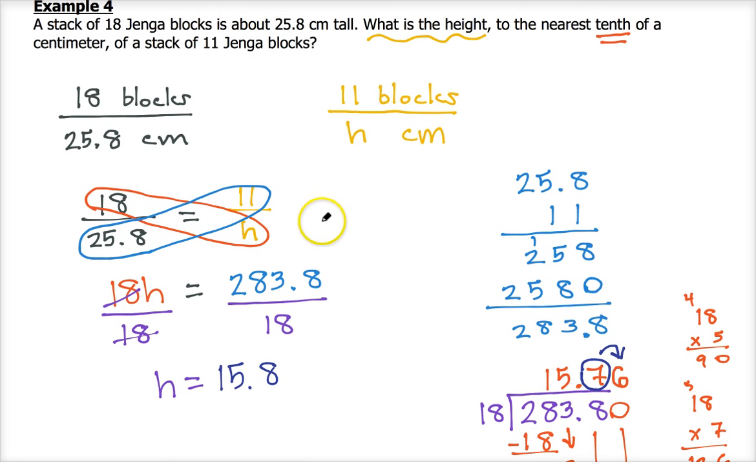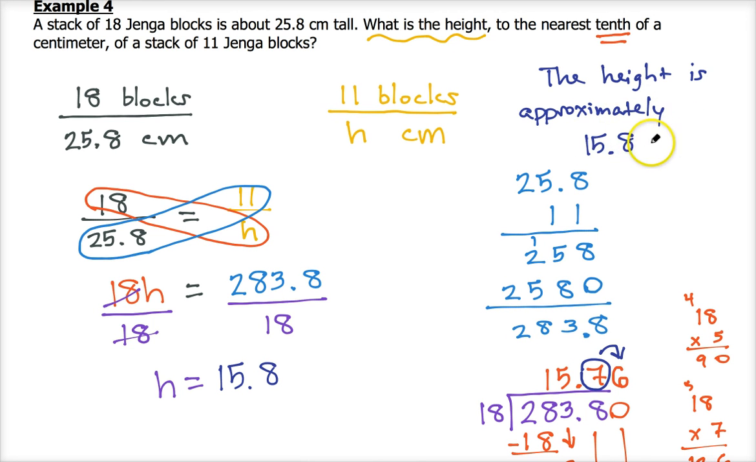So let's write this in a sentence. Since it's a word problem, we can say the height is approximately 15.8 centimeters.